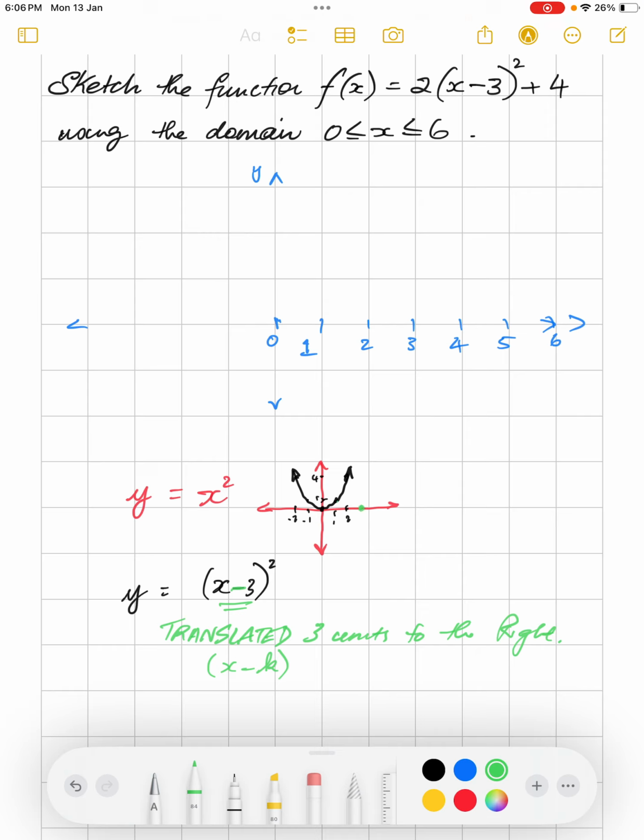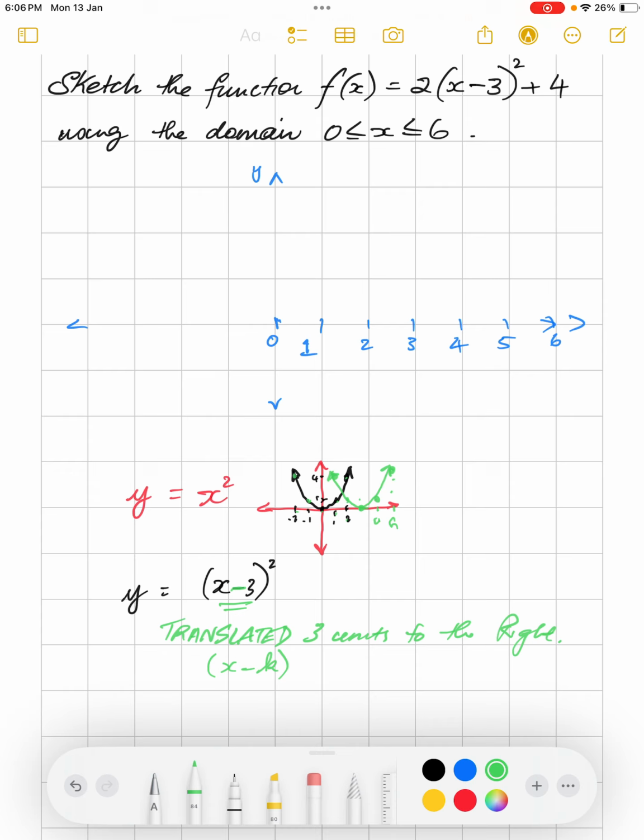So instead of at 1, 1, it's at 4, 1. Instead of at negative 1, 1, it's at 2, 1. Instead of negative 2, 4, it's at 1, 4. Instead of being at 2, 4, it's at 5, 4. And here is the function 3 units to the right.